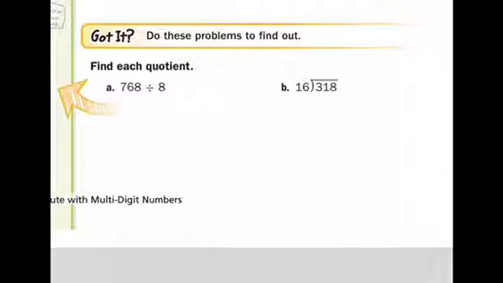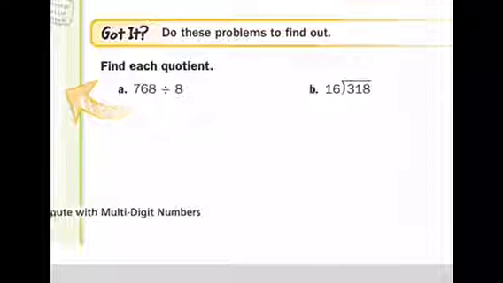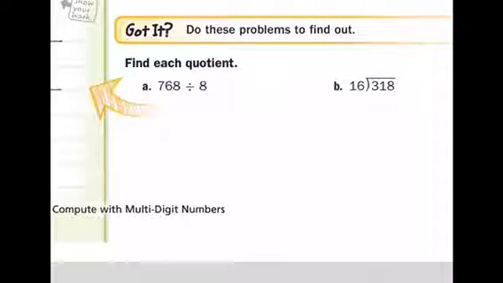All right, guys, so I'm going to do problem A, and for this one, I am not going to do a counting by list. This is for the people who are really good with their facts and don't need the counting by list. Now, if you use the counting by list, that's fine. That works for me. All right, you ready? 8 does not go into 7, but it goes into 76 9 times, which is 72.